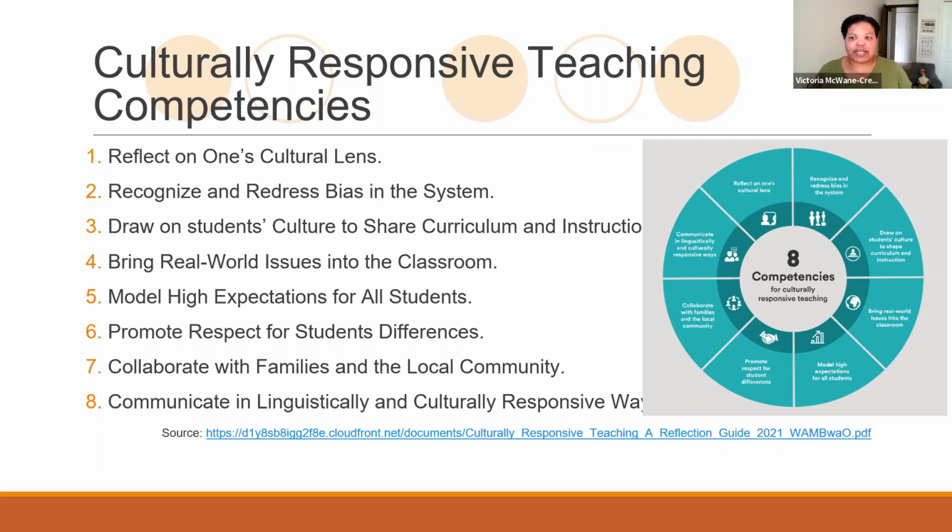In that reflection guide, we're going to go through and do a jigsaw where we're going to create 8 groups, which means we're going to have some pretty high numbers in these groups. So we're going to need you to be really focused on going through the assigned competency that you are going to have and seeing what you can glean as you reflect on the competency.